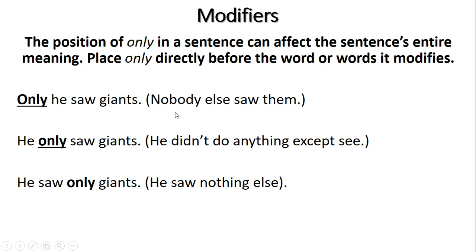So if you're only talking about one person doing something, put the word only in front of the person or the pronoun. If you want to talk about doing nothing else except for seeing, then you'd put the word only in front of the word saw. If you want to say that he saw nothing else, that the only thing he saw was giants or whatever it is, then you put the word only in front of the word giants.